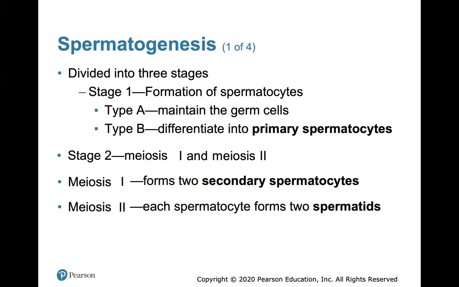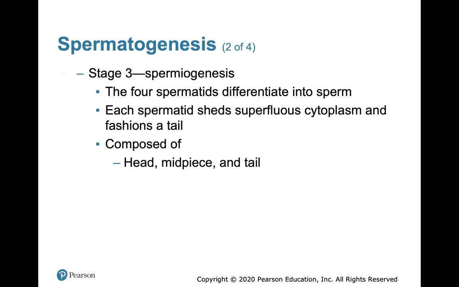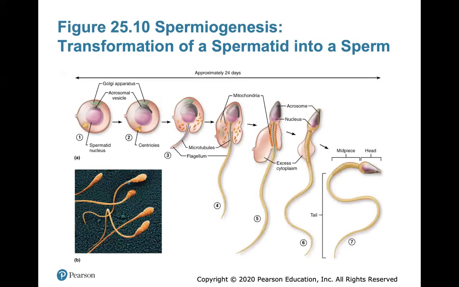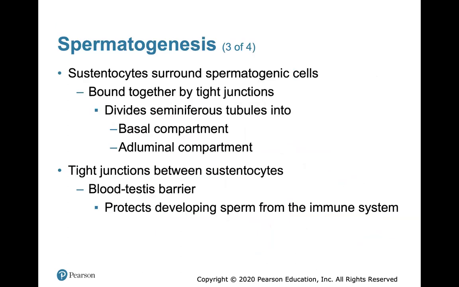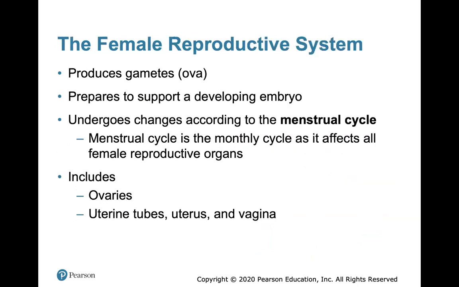Spermatogenesis. This is the process of creating sperm. It's divided into different stages, which again, I won't ask you too many specifics on, but this is how the transformation of a spermatid into actually a sperm that can swim and move about. So more about spermatogenesis. And again, I don't ask you too many questions about this. It is controlled by FSH, follicle stimulating hormone, and testosterone.